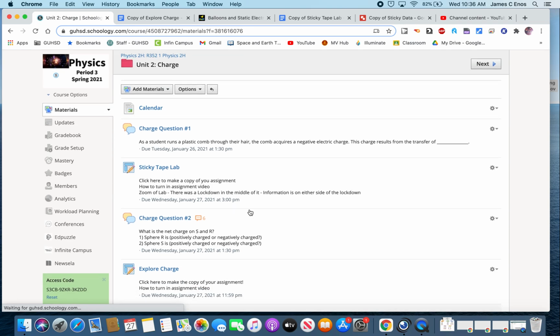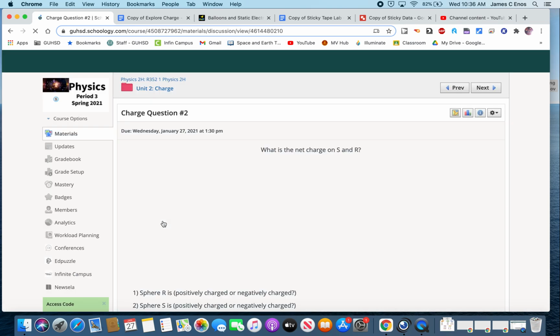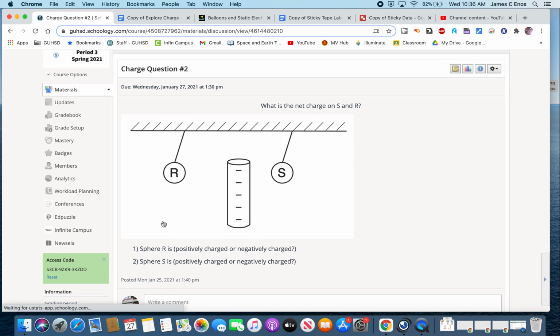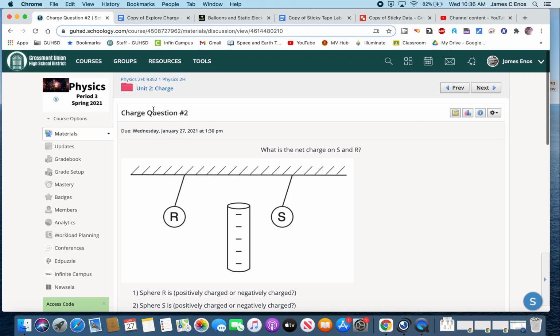Going back into our Unit 2, we have this charge question number 2. I'm asking that you please get to this. I know normally during the Zoom session I say, please answer charge question number 2, where we have this negative rod, and we have sphere S and sphere R. One is positively charged, one is negatively charged, or they're both positive or both negative. I want you to tell me if sphere R is positive or negative, and if sphere S is positive or negatively charged. We're looking for the net charge on spheres S and R. Once you get that into charge question number 2, that's good for that part.